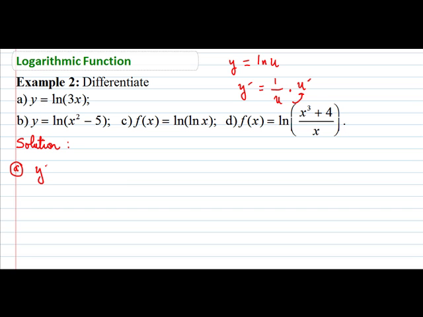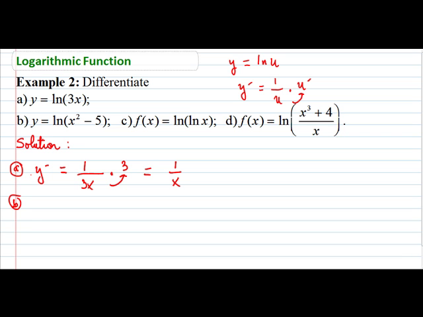So y prime will be 1 over, this is my argument, 3x. Multiply the derivative of 3x, which is 3, by using the chain rule. The key is, if your argument is anything other than x, then you have to use the chain rule. That's it. Or you have to remember this formula. So the 3 cancels out, I have 1 over x.